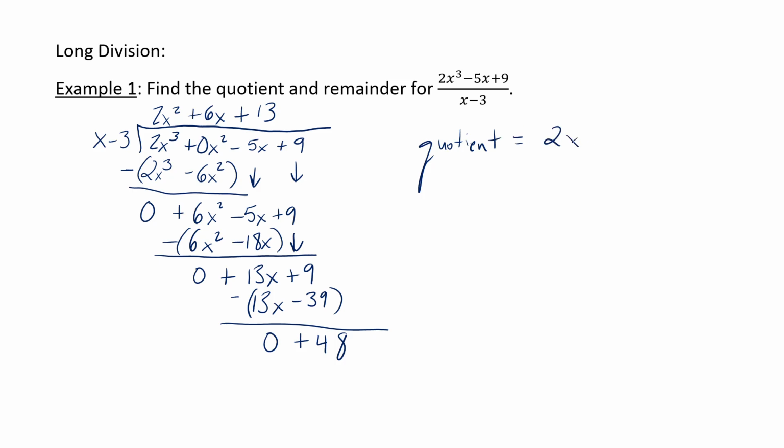My quotient here is 2x squared plus 6x plus 13, and my remainder is 48. Simple enough. So that is how we would do this if we were to divide using long division, just like you would if you were using numbers essentially.